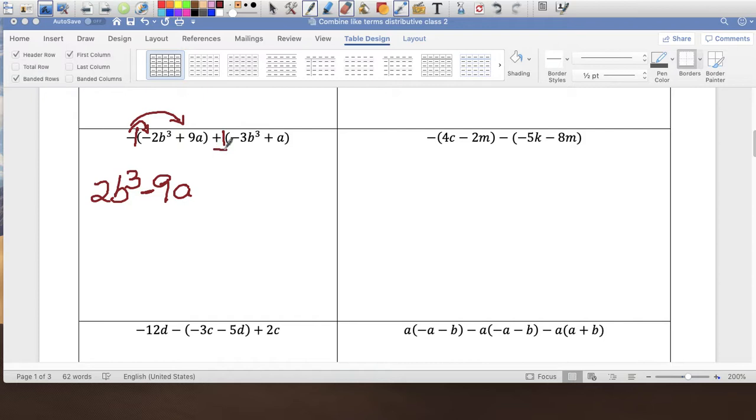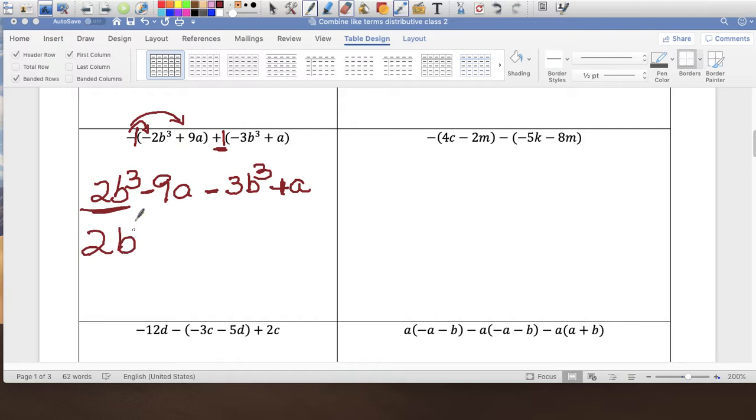Now notice this here, it's a plus 1, right? So when it's a positive 1, everybody in the parentheses comes out exactly how they are inside the parentheses. So positive times a negative comes out as negative 3b cubed. And positive times a positive, positive 1 times a, is just simply the same thing, plus a. Can I combine something? Yeah, I can combine this guy.